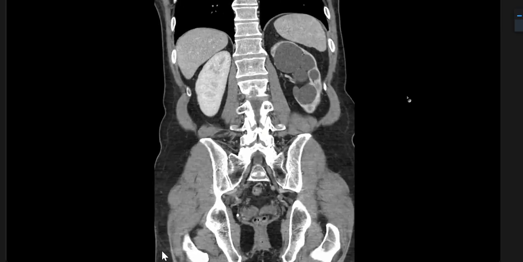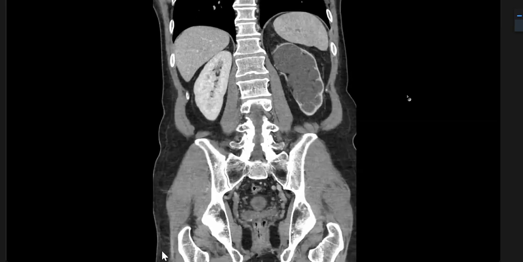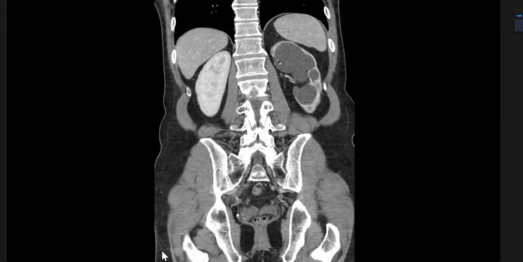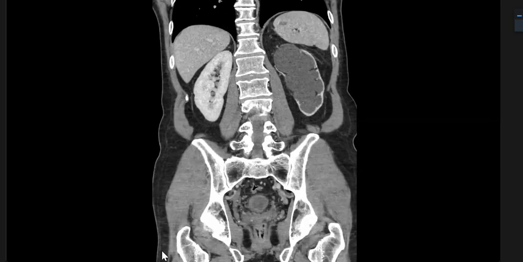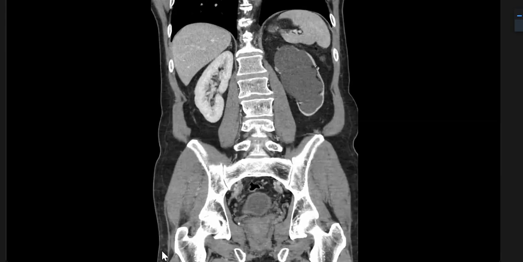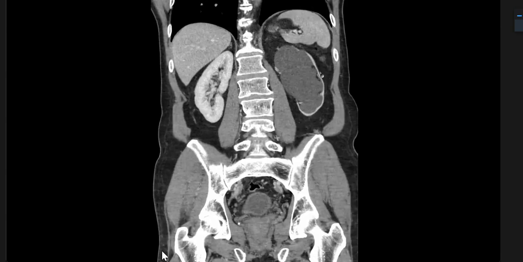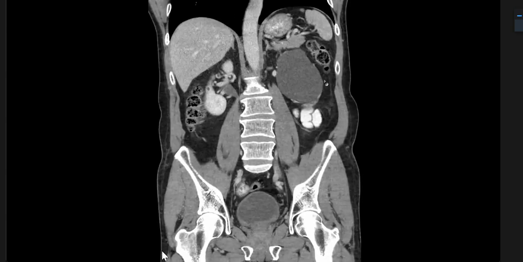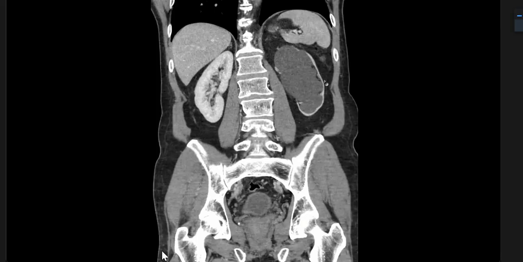yes, there is moderate hydronephrosis. It is more marked as compared to the non-contrast images, and there is also a suspicion of an upper pole cyst of approximately 4 centimeters. I could not see any septa in it, and I could not see any cause of this hydronephrosis. Moderate hydronephrosis.